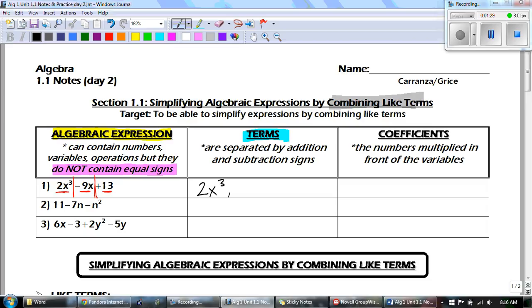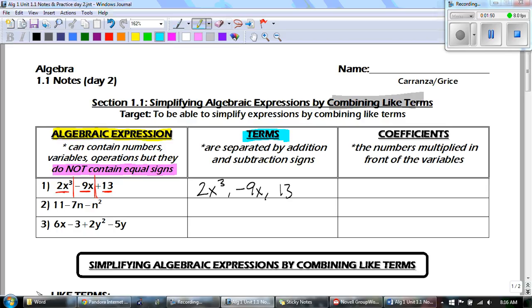Then we have that 9x, but what type of 9x is it? Well, the subtract is also a negative, so that's a negative 9x. And then that very last number is 13. So those are my terms.